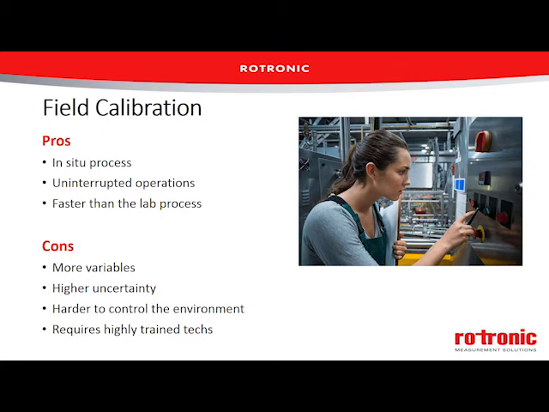But on the negative side of field calibrations, there's more variables. You've got a higher variable because you may be moving the generator, you may be using different people in the field, different references. You really have to have a very tight process, documented process, to have a high quality field calibration. So you do probably have higher uncertainties. It's harder to control the environment, and it requires a lot more training of the technicians, which may or may not occur.